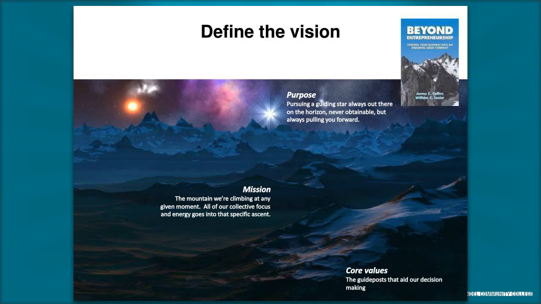One of his first books is called Beyond Entrepreneurship, and he does a wonderful job inside that book laying out the components of a vision. He lays it out in 3 pieces: a purpose, a mission, and your core values. That purpose really is the guiding star that you and your organization are moving towards all the time. It's basically why you exist, and you're constantly trying to drive towards that star and get to it.